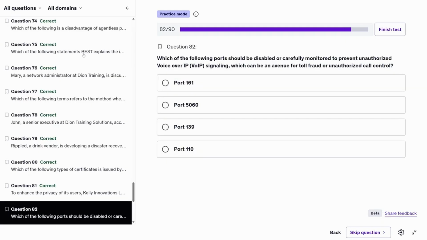Which of the following ports should be disabled or carefully monitored to prevent unauthorized voice over IP signaling, which can be an avenue for toll fraud or unauthorized call control?